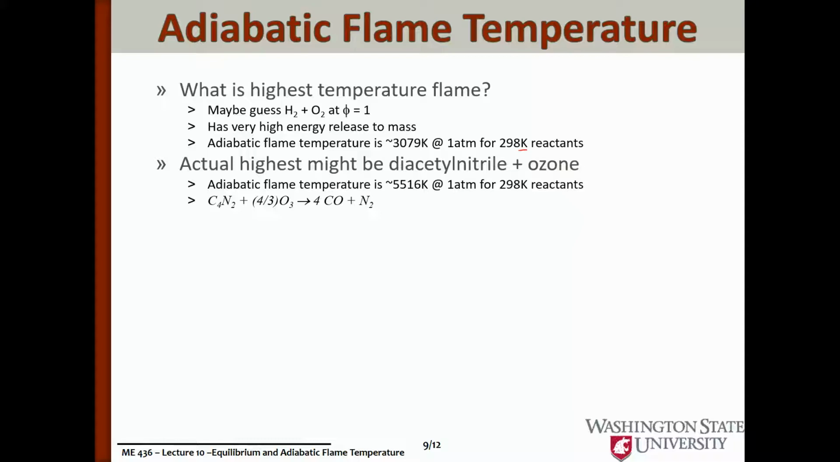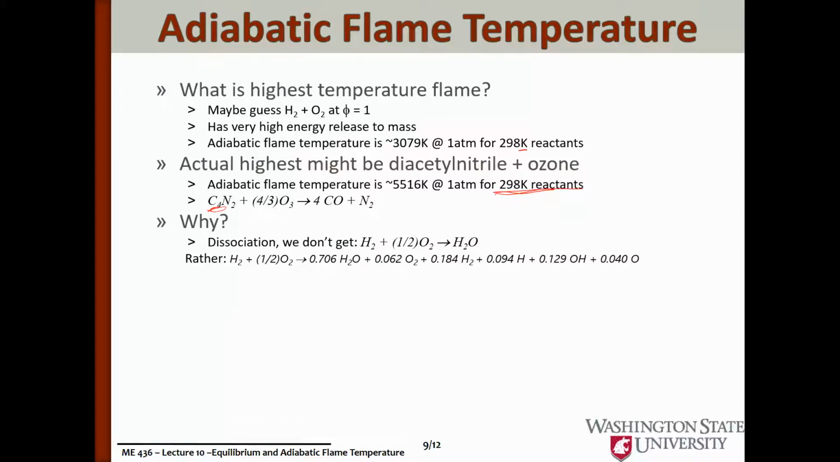Okay, the actual highest flame temperature might be dicyanoacetylene burning in pure ozone. It amazingly has an adiabatic flame temperature of over 5,000 degrees Kelvin, and that's starting from basically room temperature. So why does this reaction, which has so much more mass, there's all this carbon to heat up, and nitrogen, which is much more massive than hydrogen, why does this reach a higher temperature than hydrogen plus oxygen? Well, the answer is because of dissociation.